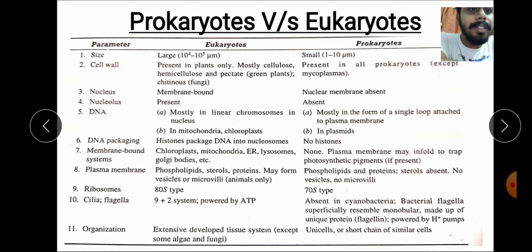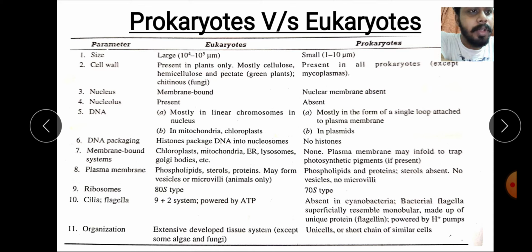So what is the difference in the cell wall of eukaryotes and prokaryotes? In eukaryotes, plants and animals are both present, but in animals no cell wall is present. The cell wall is present only in plants. Most of the cell wall of plants is made up of cellulose and hemicellulose. And for fungi, a chitinous cell wall is present. The composition of the cell wall in plants is cellulose and hemicellulose, and in fungi it is chitin.